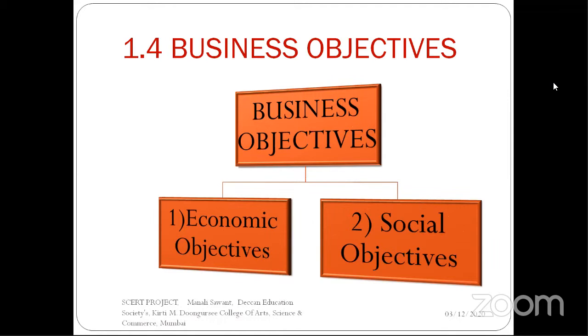Now the objectives behind the business are classified into two major categories. Which are they? They are economic objectives and non-economic objectives. Now, as we know, the economic objectives are related to what? They are related to earning money, while our social objectives are related with our society.